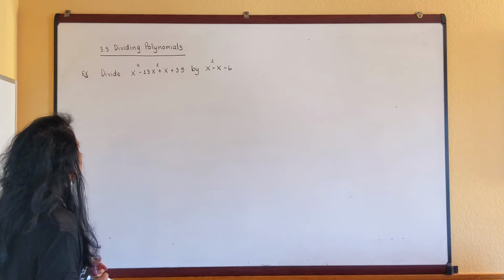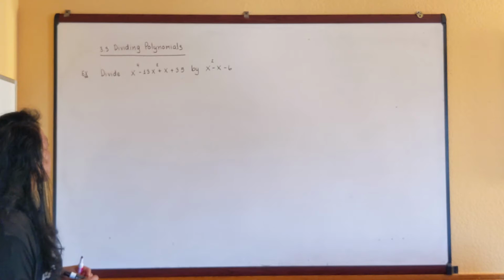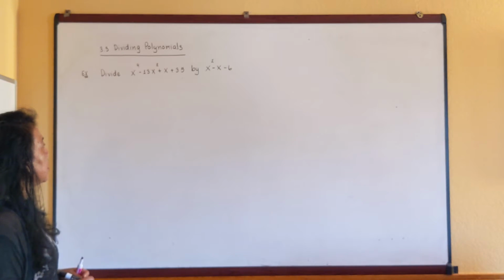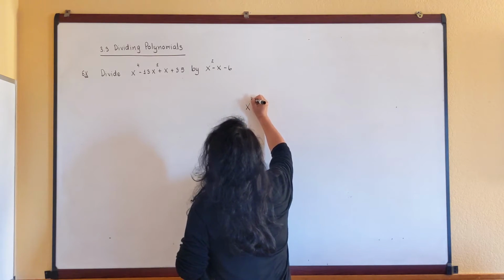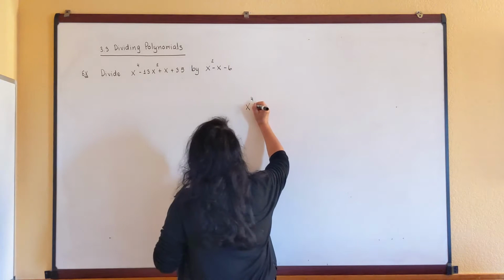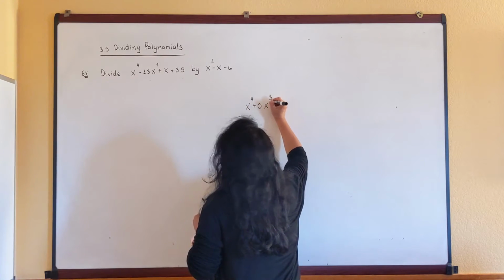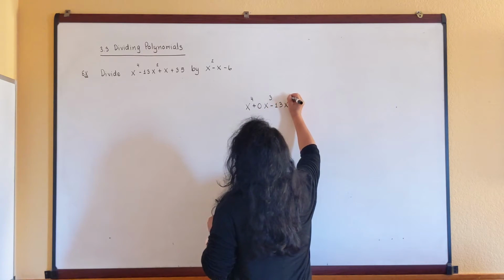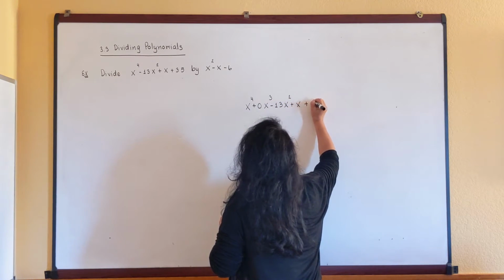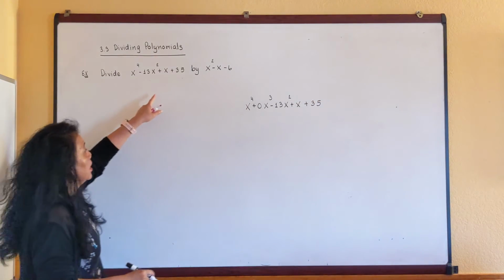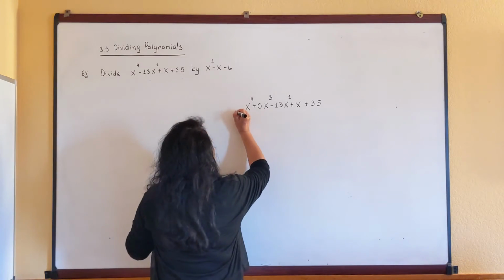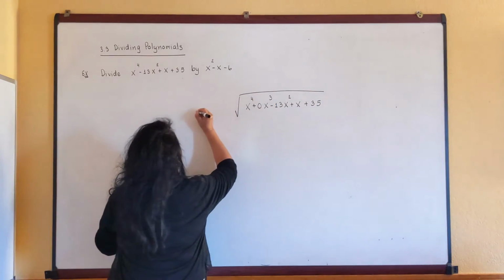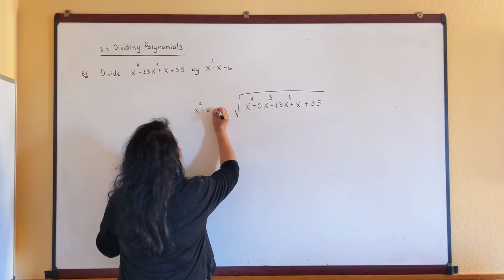So I have this polynomial, x to the 4th minus 13x squared plus x plus 35, divided by x squared minus x minus 6. We're going to do long division like we normally do. I'm going to write x to the 4th. Now I'm missing x to the 3rd, so I'm going to put plus 0 x to the 3rd, minus 13x squared plus x plus 35. Make sure that you have everything complete: x to the 4th, x to the 3rd, x squared, x to the 1st, and constant. Now the divisor, I have x squared minus x minus 6.